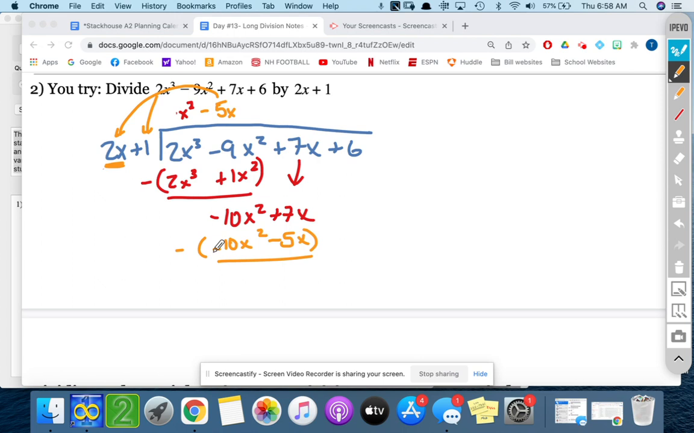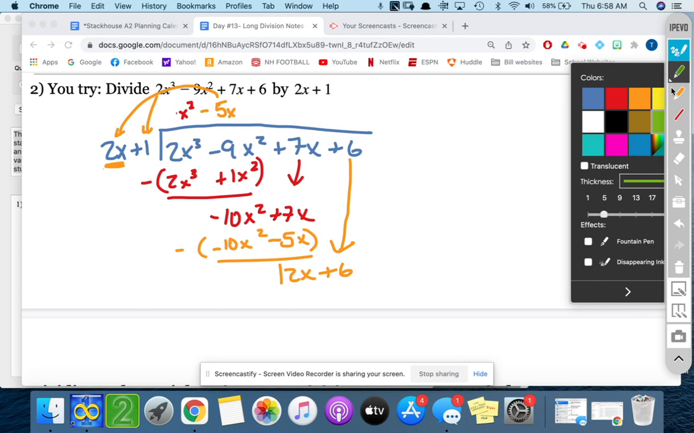Negative and negative becomes positive, 0. Well, it's not positive 0, but it comes out to be 0, so they go away. 7 minus negative 5, minus minus becomes plus, so 12x, and I'm going to bring that 6 on down.